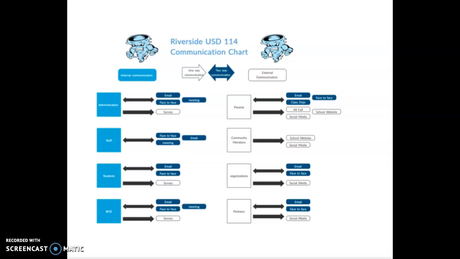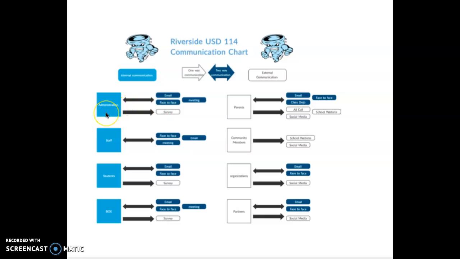On the left side, we have internal communication, that is a light blue. Then on the right side, we have external communication, which is the white. The one-way arrow is one-way communication. The two-way arrow is the two-way communication, and I kind of grouped them as well as being outlined white and a darker blue, so you can kind of see the groups a little bit better.